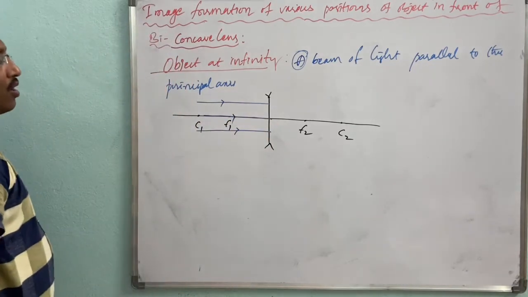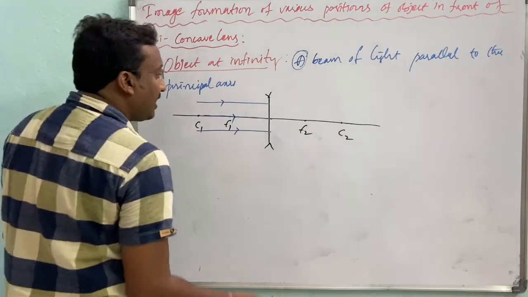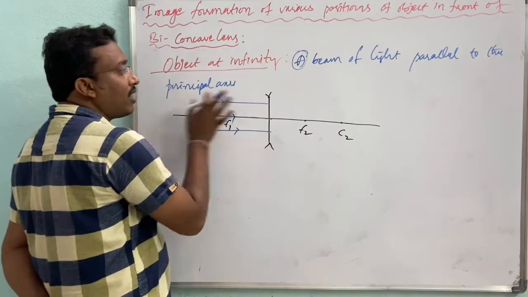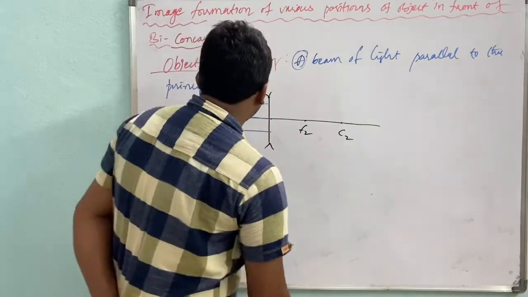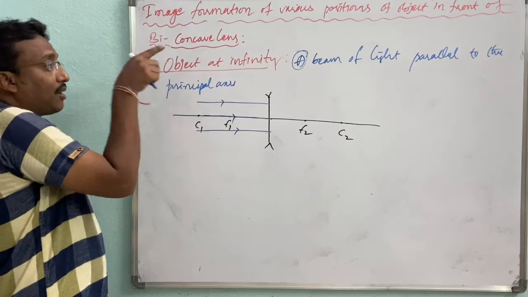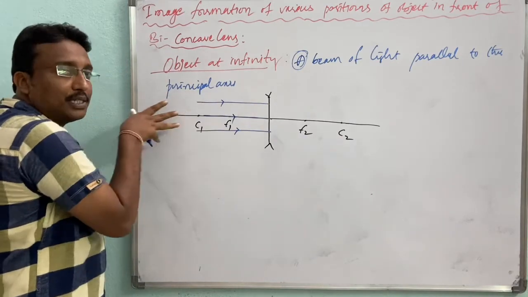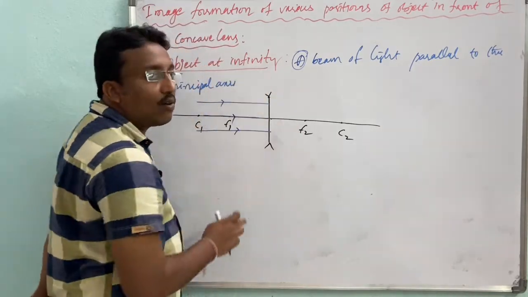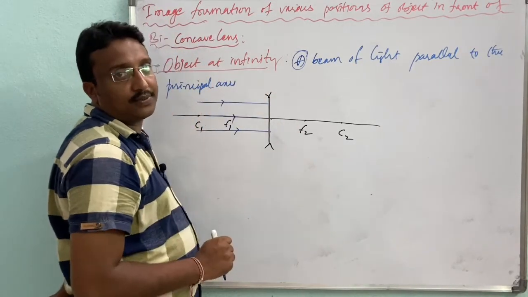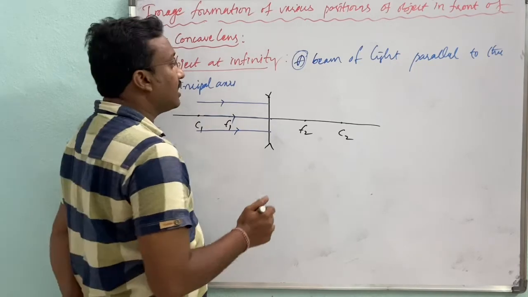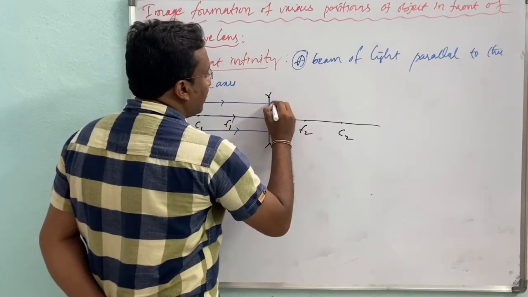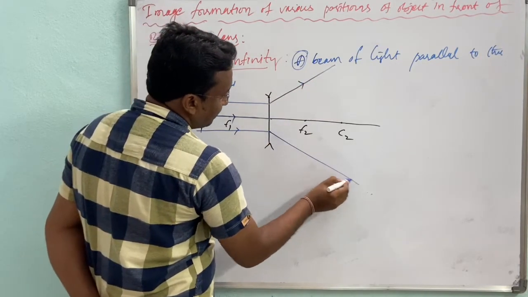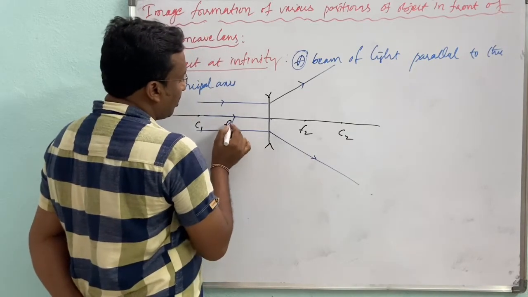If the beam of light is parallel to the principal axis, this is the position. If the object is at infinity, we have to take a parallel beam only. We discussed that. Then after refraction, we know that a concave lens is a diverging lens. That means the rays are divergent.